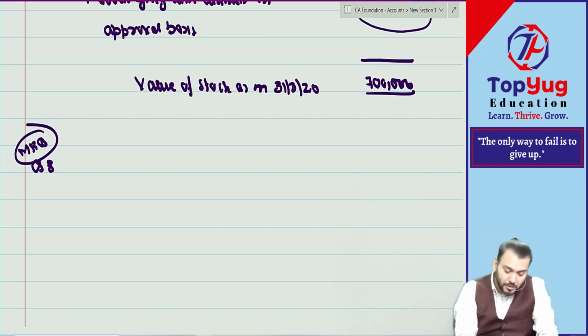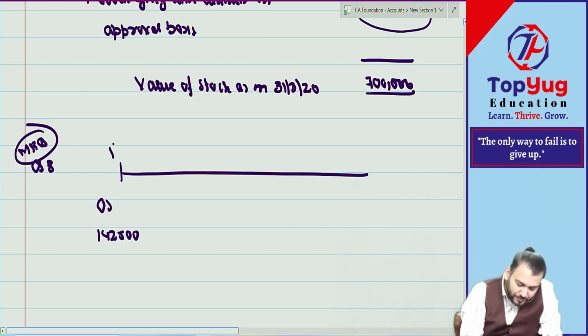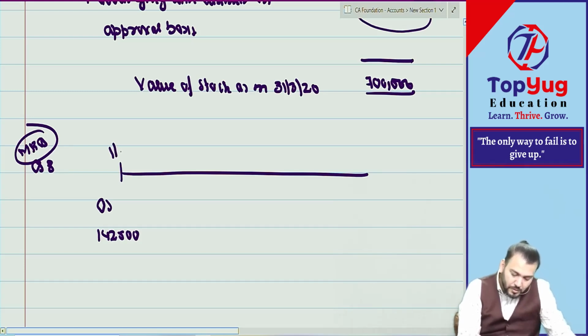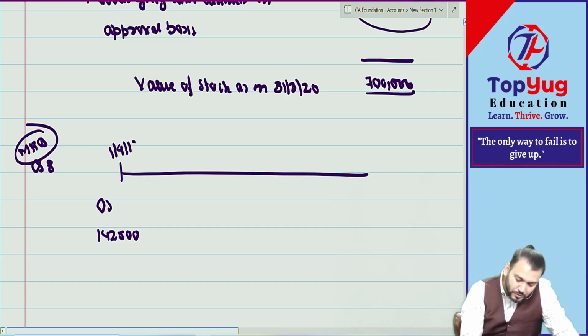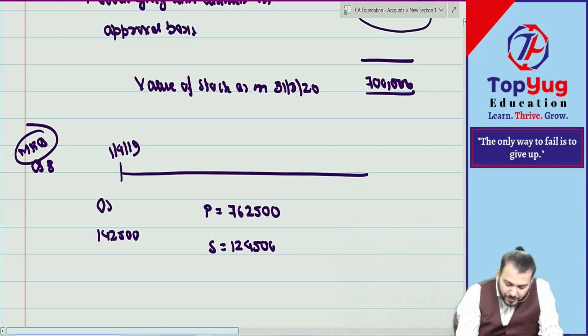Now what are they saying? They have given opening stock, how much? 1,42,500. This is of which date? 1/4/2019. Then how much purchase have they given? 7,62,000. How much sales have they given? 12,45,000. And how much manufacturing expense have they given?